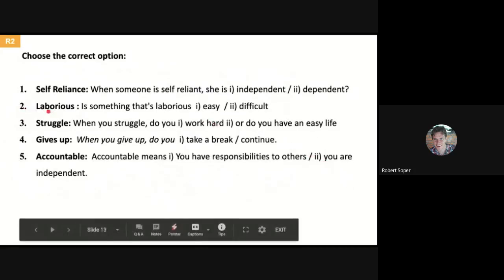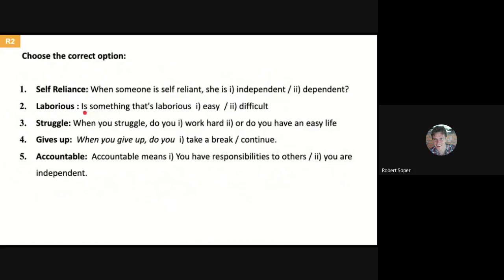Okay, so laborious. Is something that's laborious 1, easy, or 2, difficult? Well, hopefully you realized the answer was difficult. Again, a synonym for laborious is difficult.